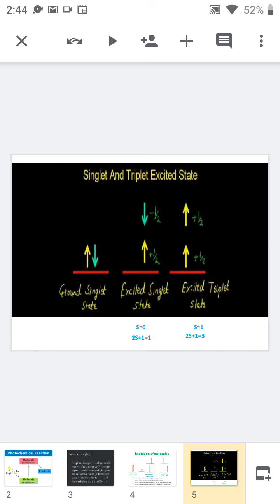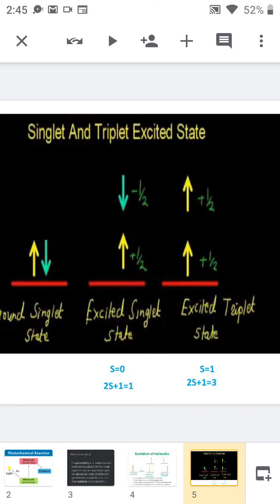So the spin quantum number of the electrons S is equal to 0. That means plus half plus minus half, so the S value is equal to 0. Whereas in the singlet excited state, one of the electrons is in the ground state and another one in the excited state. So there is no change in the spin of the electron. So again S is equal to plus half plus minus half, that's equal to S is equal to 0. So 2S plus 1 is equal to 1 in the singlet state.